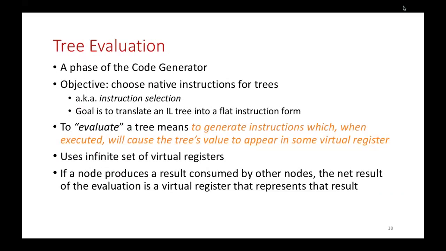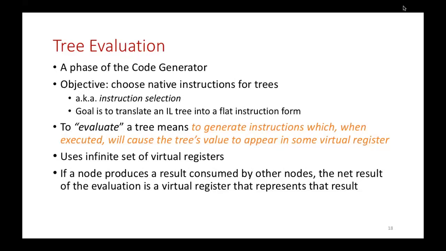The word that gets used a lot around here is evaluation, and the act of inspecting an IL node and turning it into an instruction is called an evaluation. Like the quote says, it's to generate instructions which, when executed, will cause the tree's value to appear in some virtual register. So the result of evaluating a node is to produce a sequence of virtual instructions whose result will be a virtual register that represents the value of that particular tree. We'll see that in just a sec.